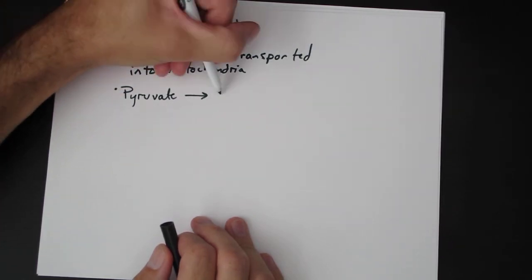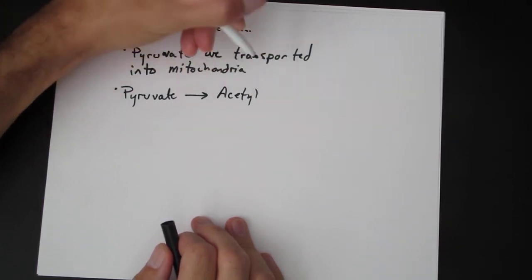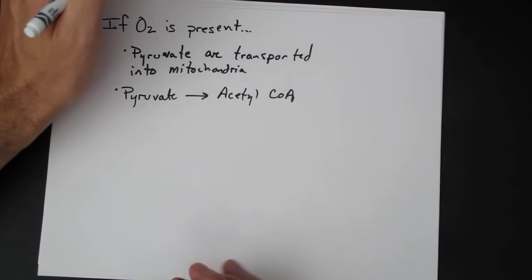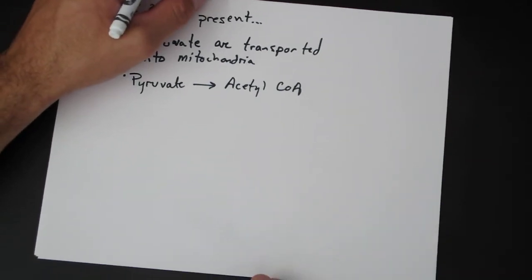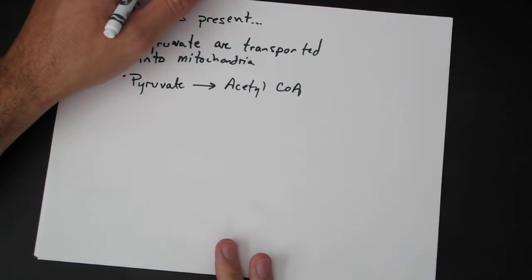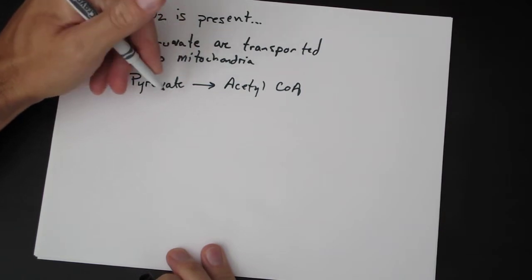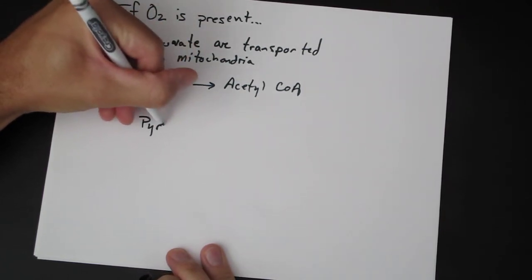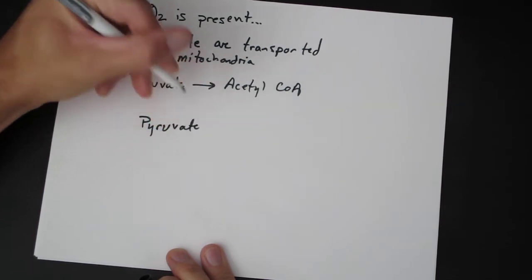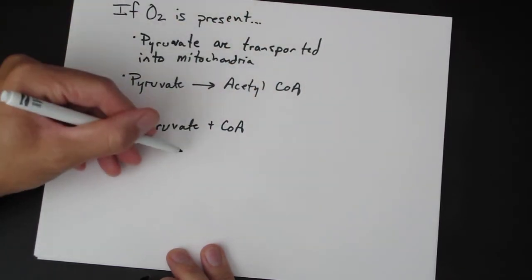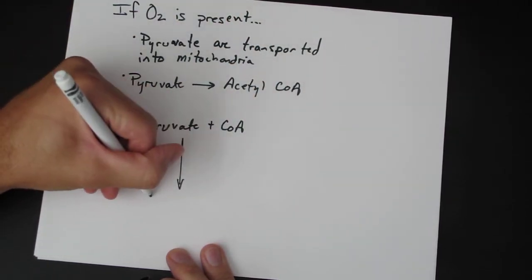Pyruvate gets converted into something called acetyl-CoA. That CoA stands for coenzyme A. All right? And then we're going to see that we kind of continue on from there. So let's go ahead and draw this out. What we have here is pyruvate and coenzyme A combining with one another, and this happens inside the mitochondria. So pyruvate plus coenzyme A are converted into acetyl-CoA.